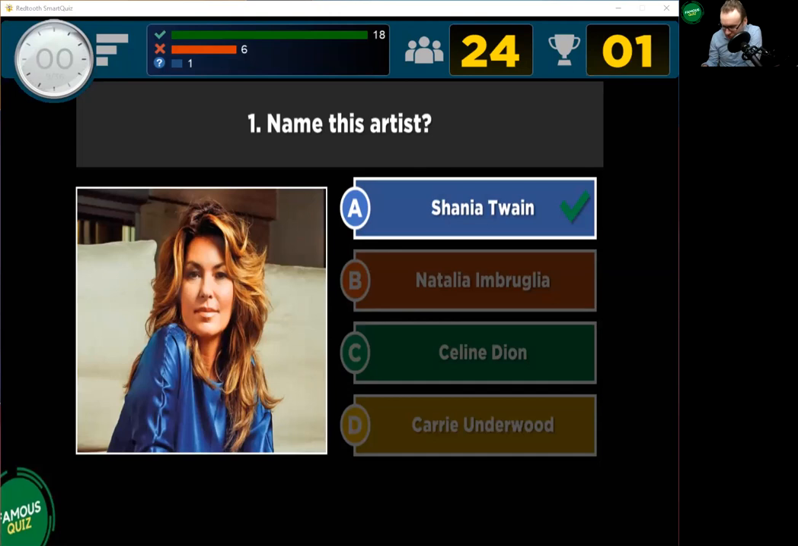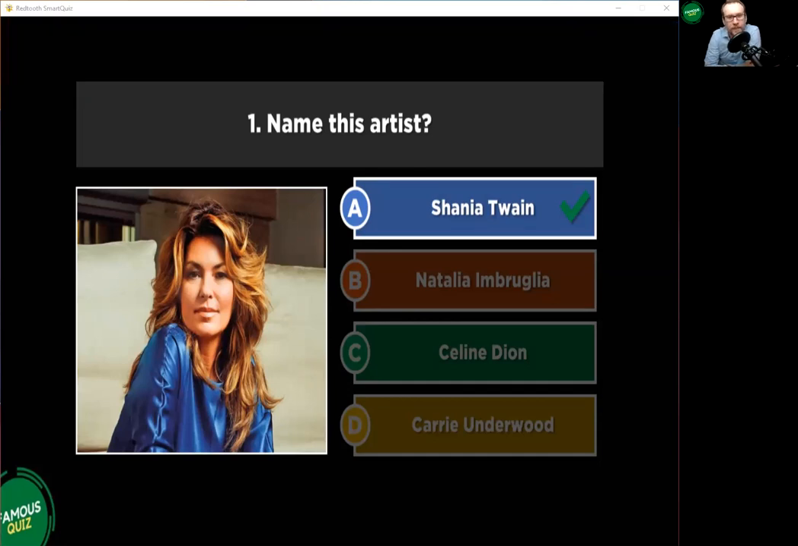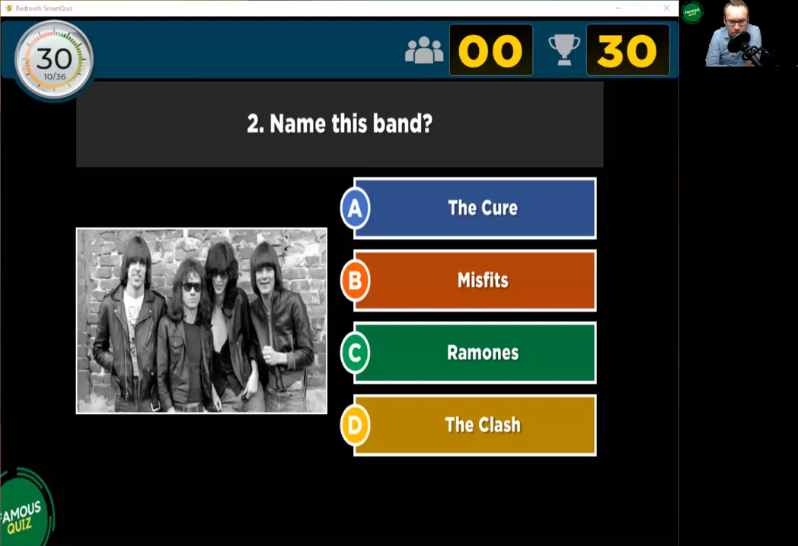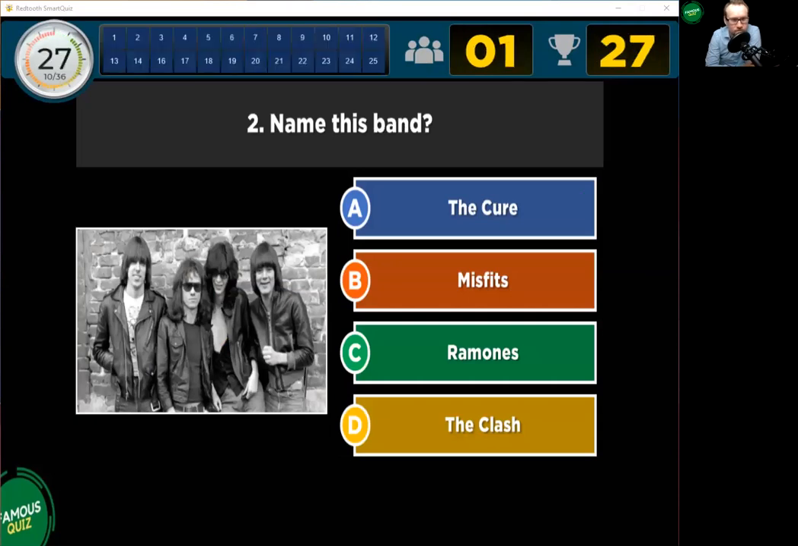All right. So the second question in the second round. Name this rock band. The Cure, Misfits, Ramones, or The Clash?